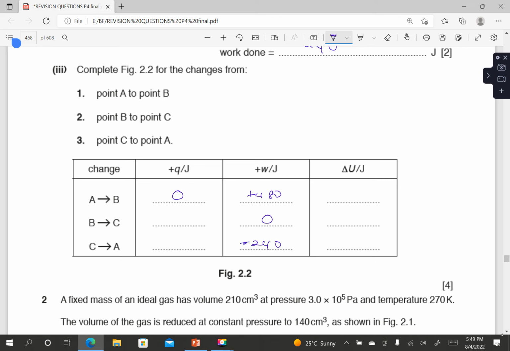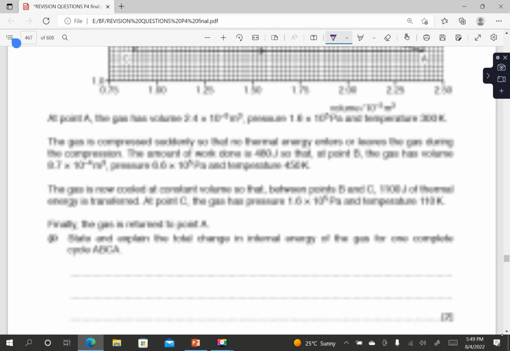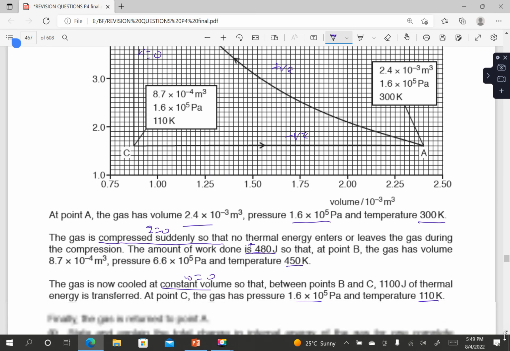Here if we complete that row, delta U is equal to Q plus W. So this becomes plus 480. Okay. Let's go back to B to C. Between points B and C, 1,100 joules of thermal energy is transferred. At B, the temperature is 450, and at C, the temperature is 110. There is a decrease in temperature, but there is no work done.